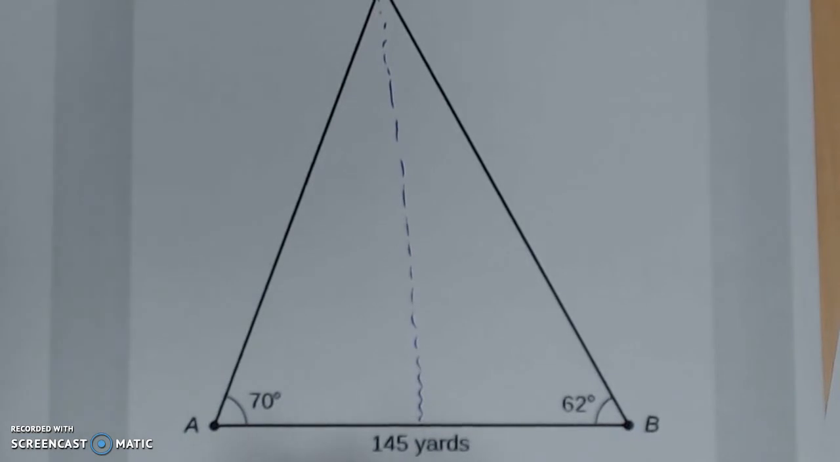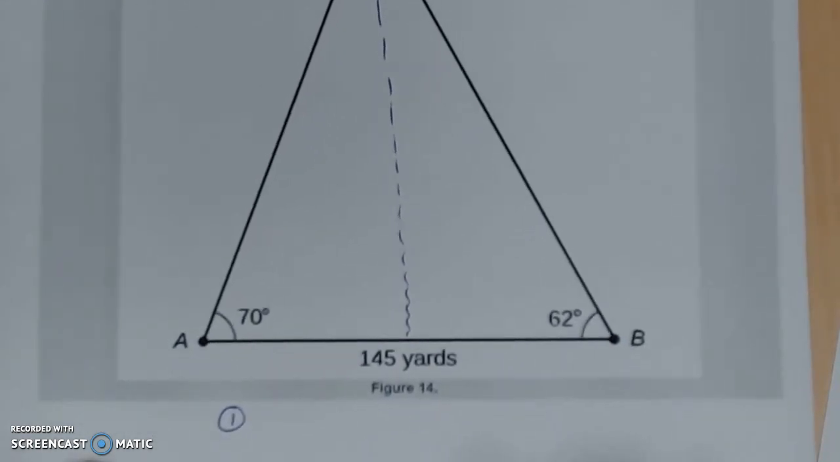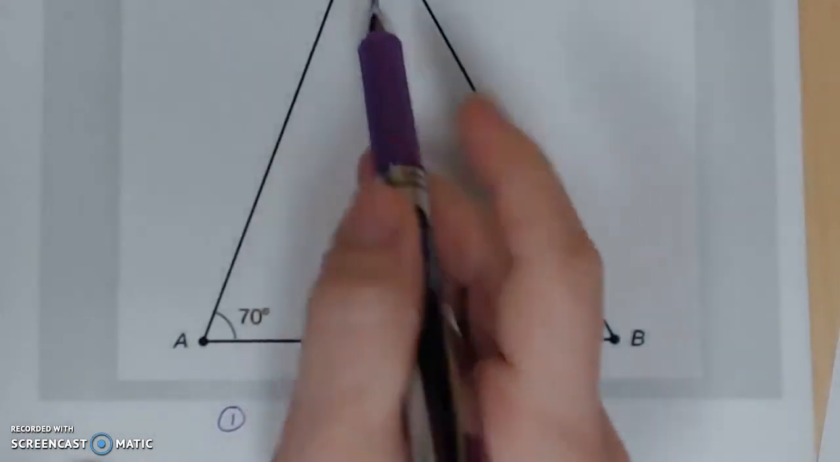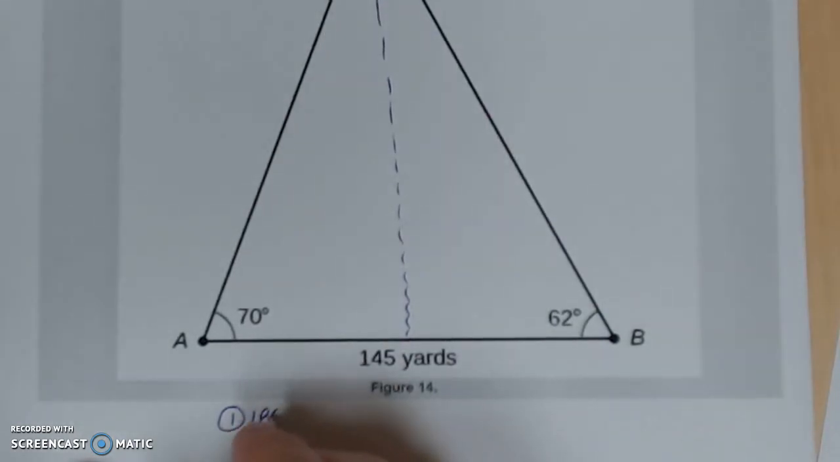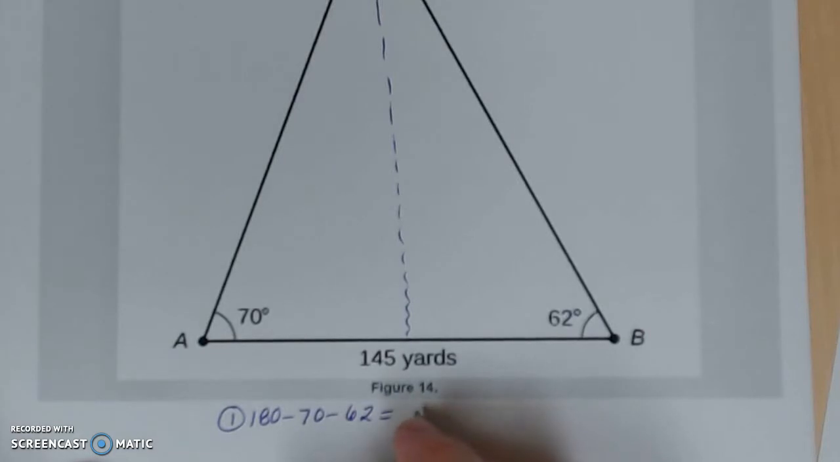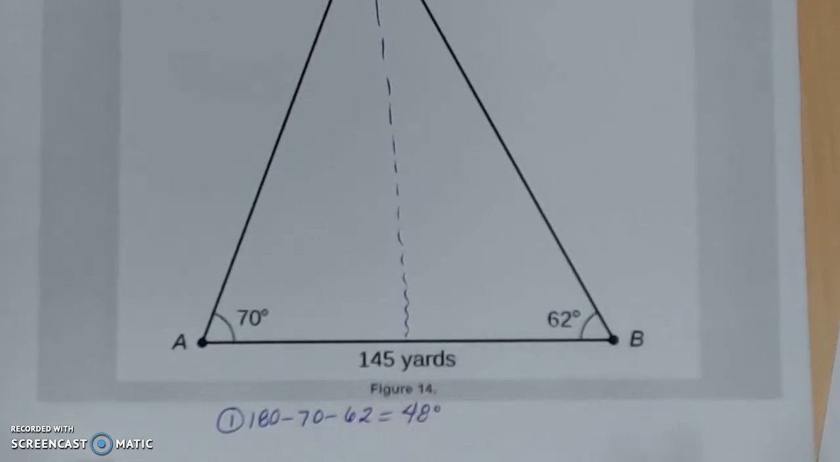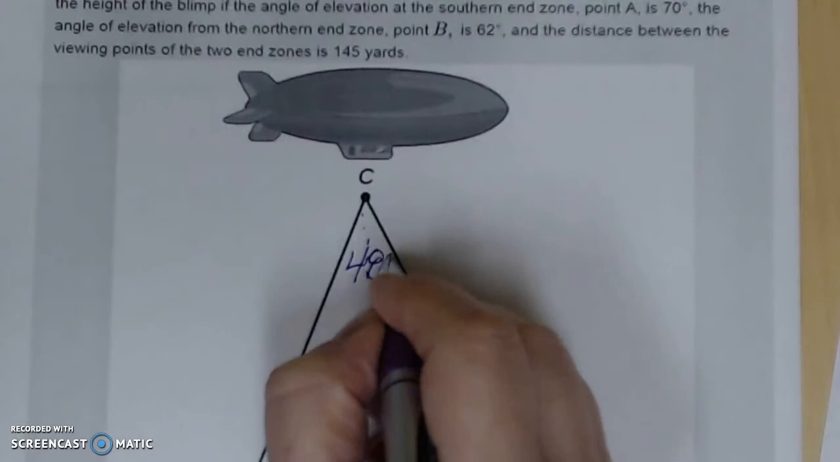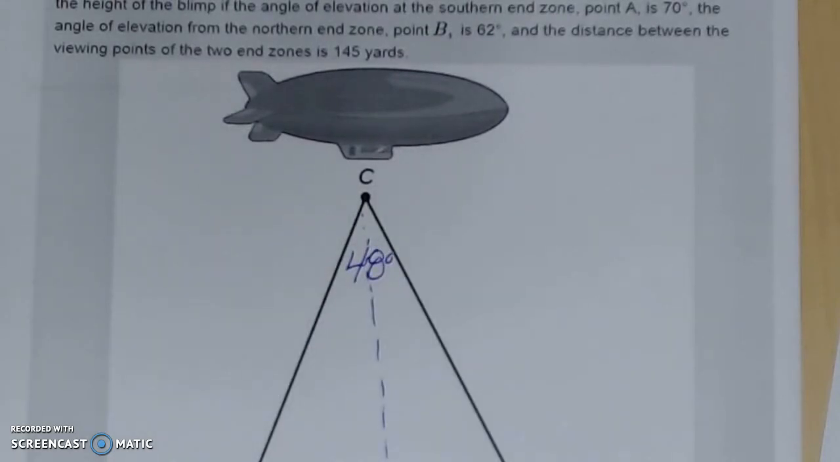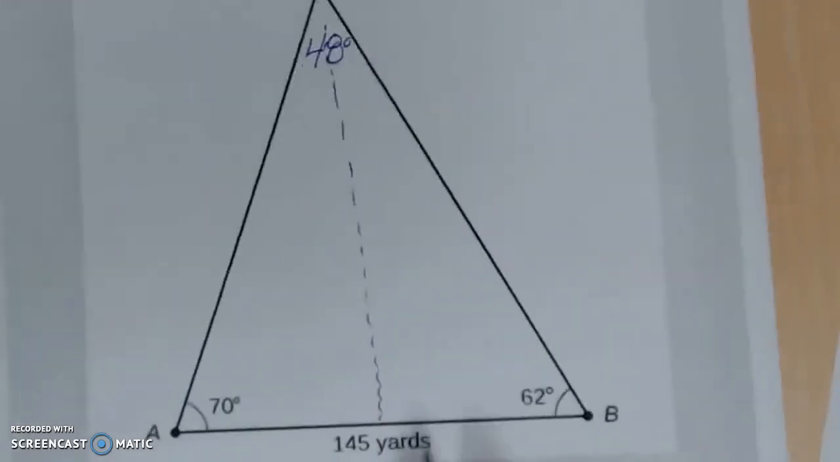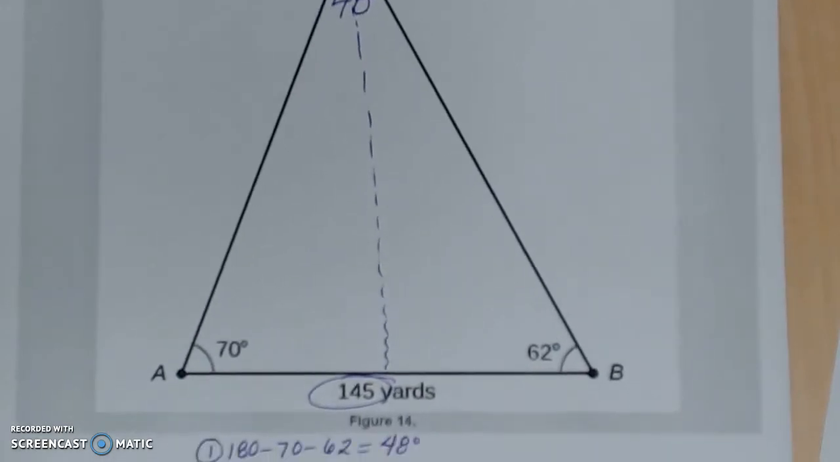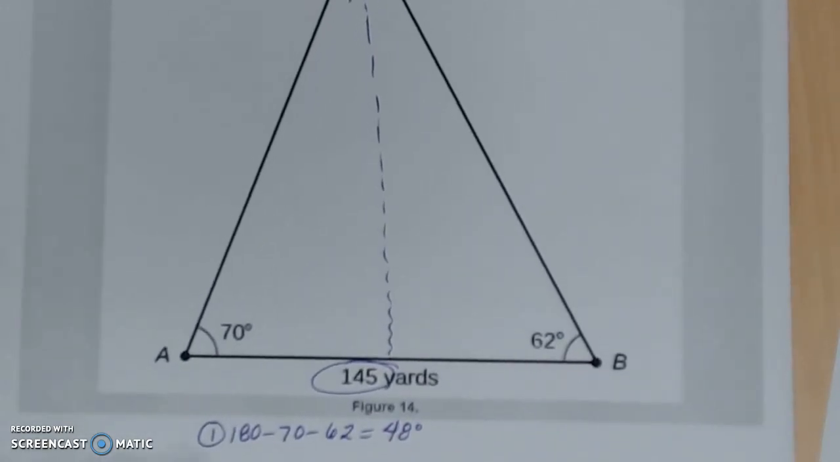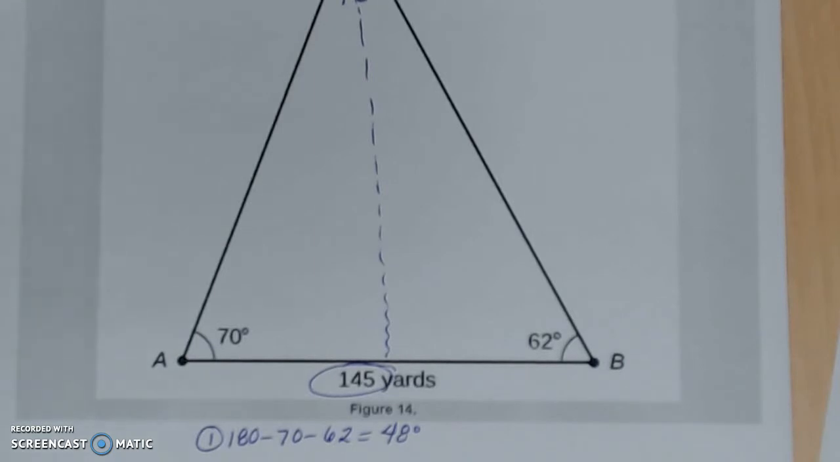First of all, I'm going to find this missing angle at the top. I've got these two angles, but that top angle up there I don't know, so I'm going to say 180 minus 70 minus 62 in order to find my top angle, which is 48 degrees. So I could go up here, and I know up here is 48 degrees. It's important to note that because you can see that we also have the side opposite of it. So we're probably going to be able to set up a sine ratio in order to solve this.